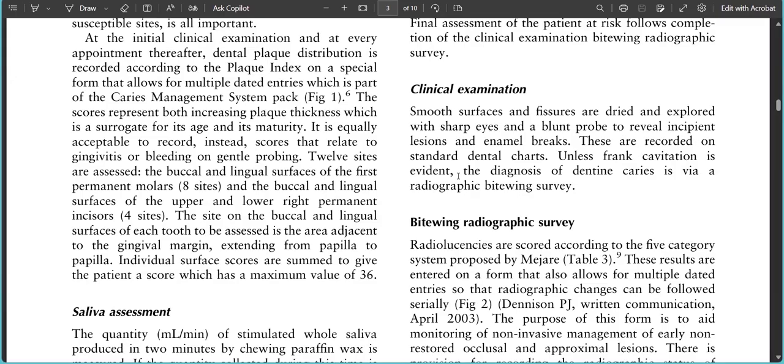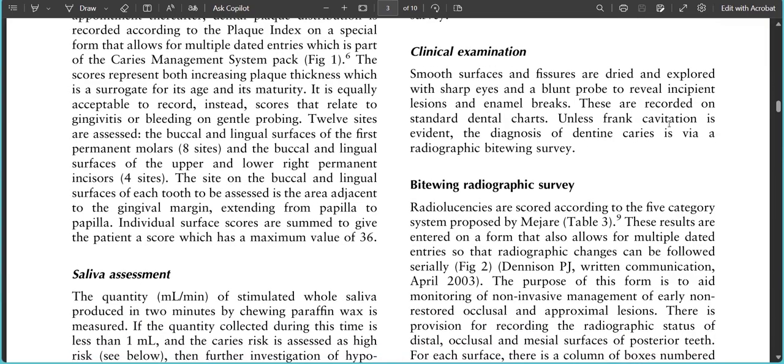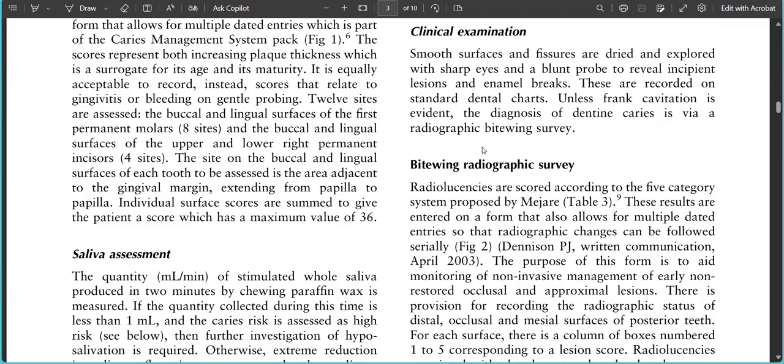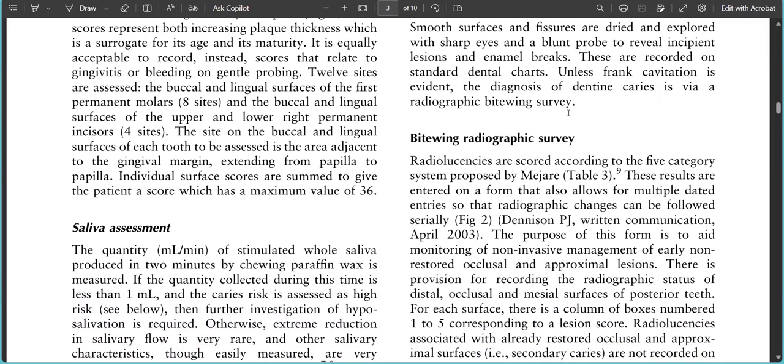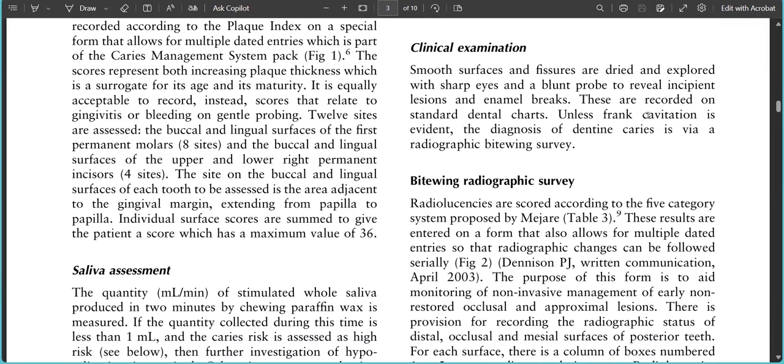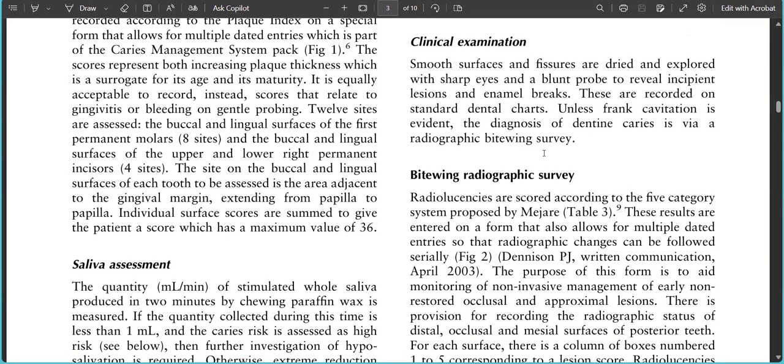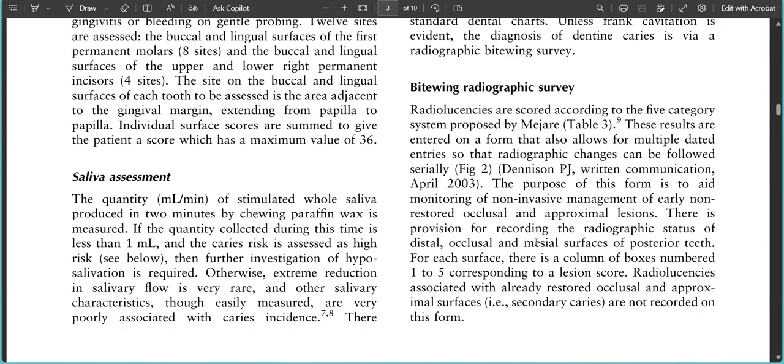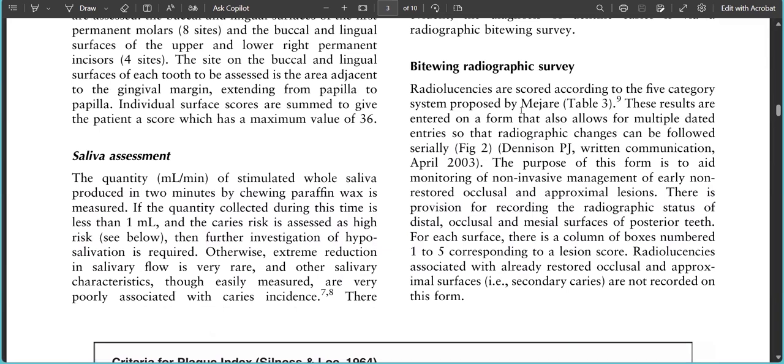Okay, these are recorded on standard dental charts, and unless frank cavitation is evident, the diagnosis of dentine caries is via a radiographic bite wing survey. So if you can see a frank cavitation, then you need to measure how deep the caries is by taking bite wing X-rays. These are generally done every 2 years for low risk patients, but if the patient is high risk, it can vary.